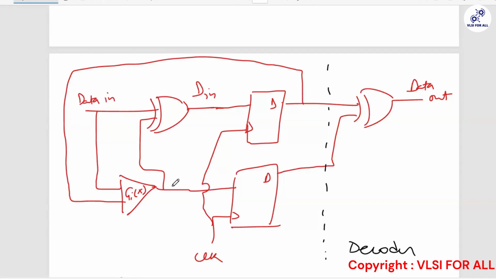If the number of transitions is less than or equal to half the bus width, then the data will transmit normally. Or if the number of transitions is greater than half the bus width, then the data that we transmit is completely inverted. Okay, so let me take an example.